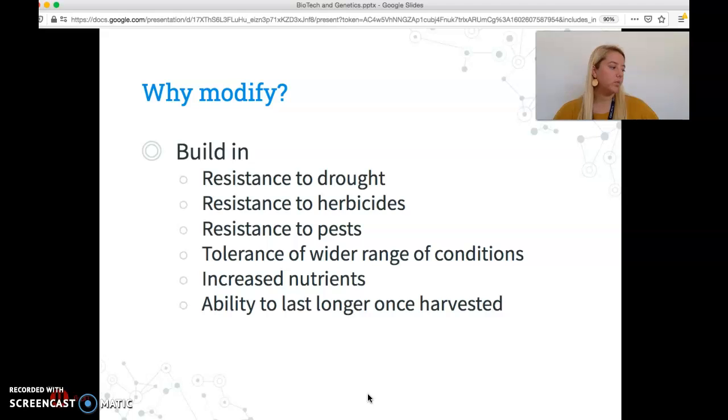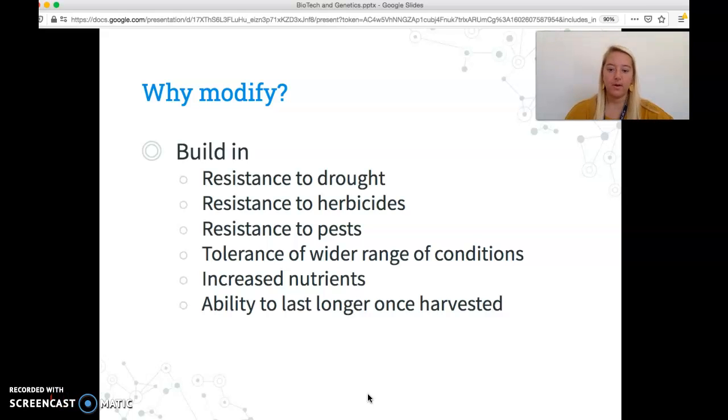Why in the world would we ever want to modify an organism? Isn't it great the way we've made it? Maybe, but here's some reasons why scientists have decided they need to modify organisms. In terms of plants, we want them to be resistant to drought. This becomes more and more important as we have drastic changes in our climate.